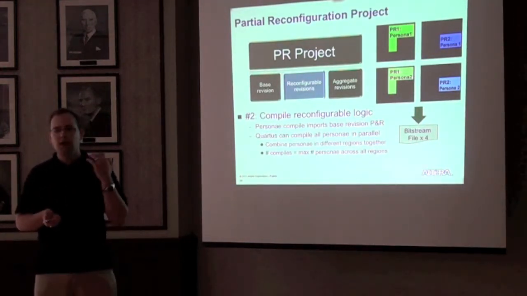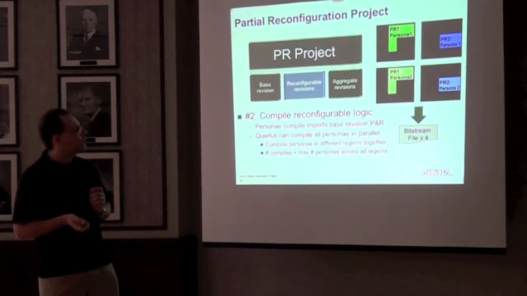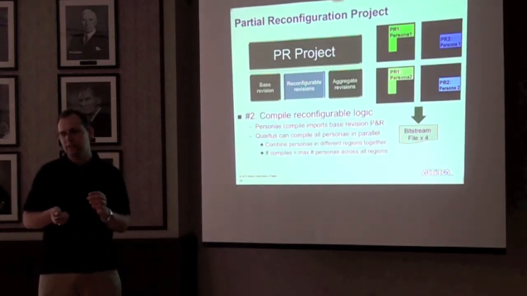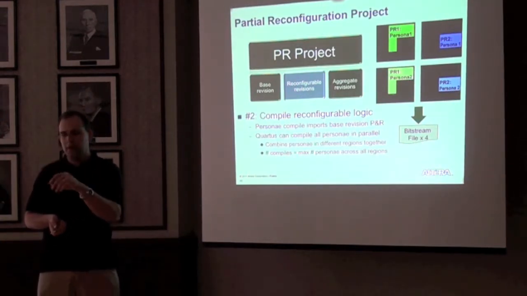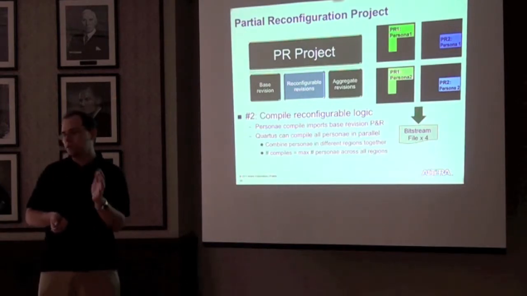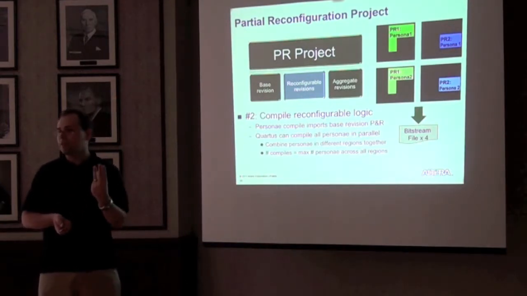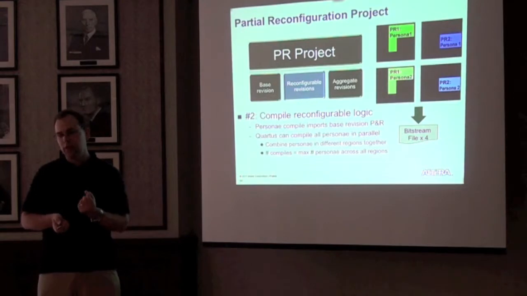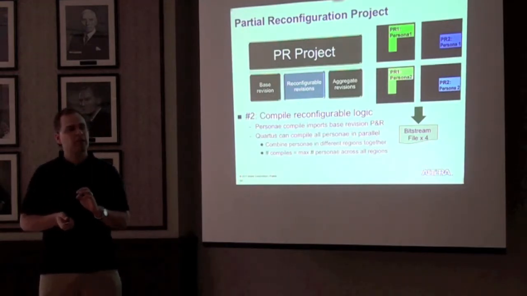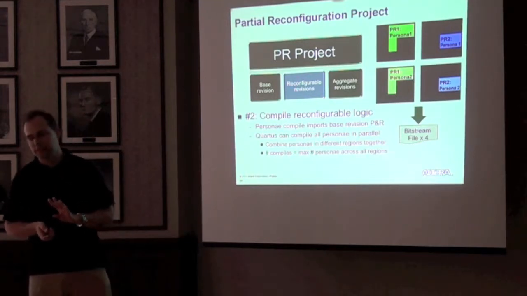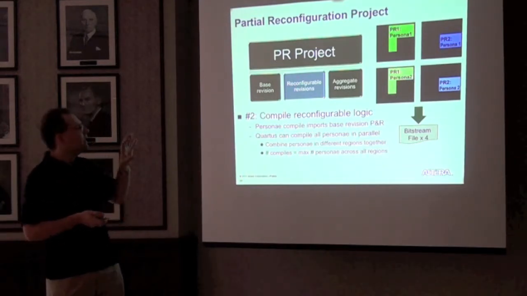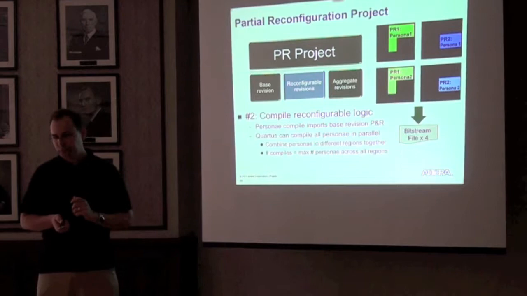And as an optimization, one can combine the personas of different regions together. So for example, I can compile these 4 individual personas in 2 compilations. For example, the first one, I could put persona 1 of PR1 and persona 1 of PR2 in one compile, and persona 2 of PR1 and persona 2 of PR2 in the second compile. So I really need to do 3 compiles total, but the output will be 5 bitstreams. The full bitstream for the static compile, and the 4 partial bitstreams for the individual compiles over here.